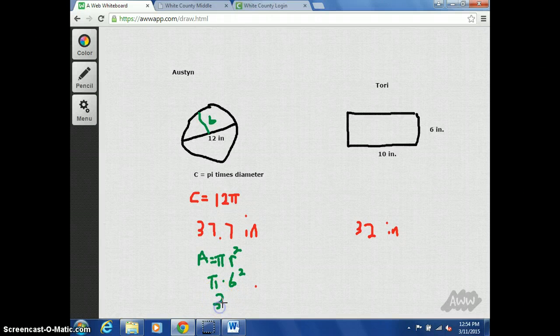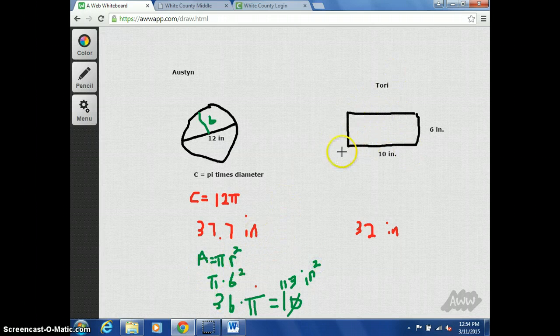36. And 36 times pi is? You don't really need the times sign, but I put it. 113. I'm just going to mark it out so that we don't make the video too long. So that's 113 square inches of pizza. Any questions about that? No.